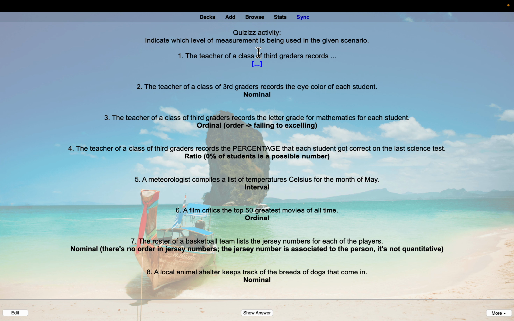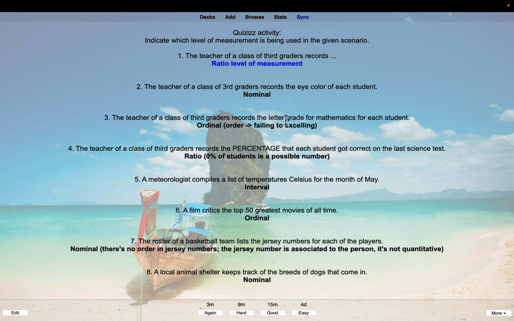Indicate which level of measurement is being used in the given scenario. The teacher of a class of 3rd graders records the number of students, ratio level of measurement. So a class, well, if we have 0 students in a class, that's also possible. But we can't have -4 students, for example. So that's ratio. Teacher of a class of 3rd graders records the eye color of each student. So let's say green eyes, blue eyes, brown eyes, black eyes. That's nominal.